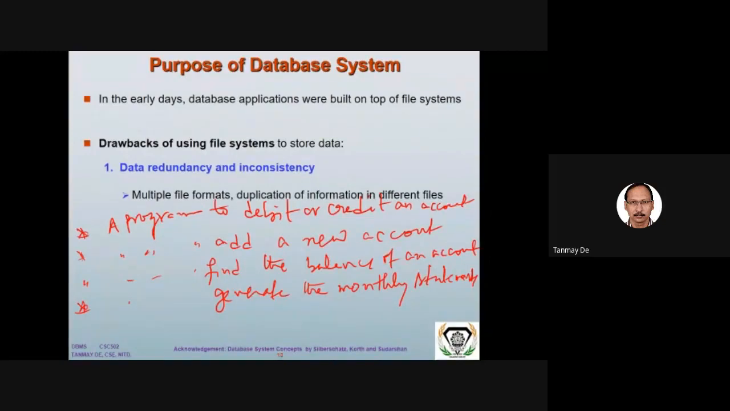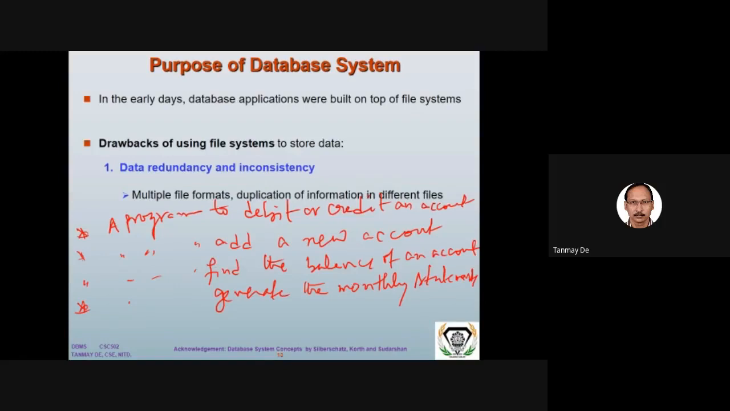So these files and application programs are created by different programmers over a long period of time, not at the beginning. Due to the long period of time, there is a chance that different system programmers write these application programs and create the files. So the files are likely to have different formats, and the programs may be written in different programming languages, not a single particular programming language.